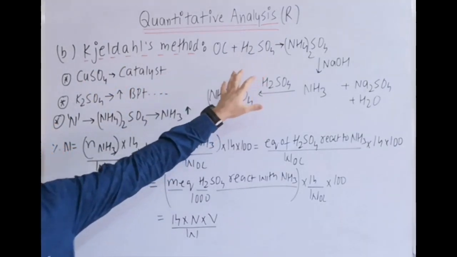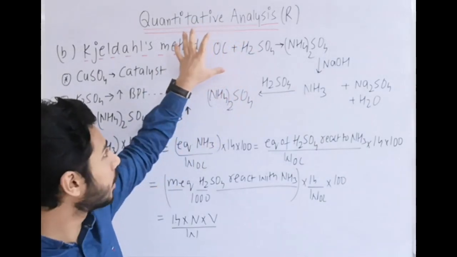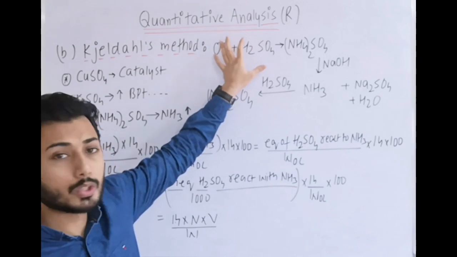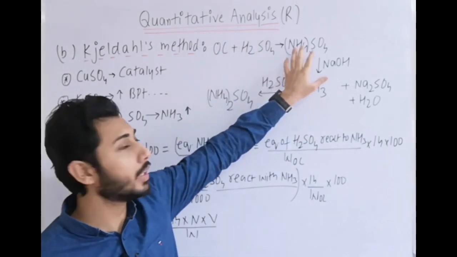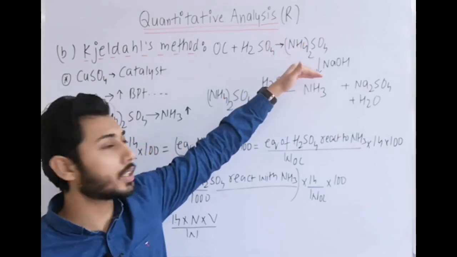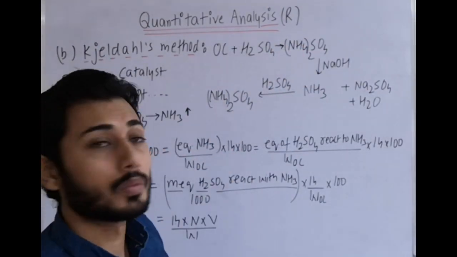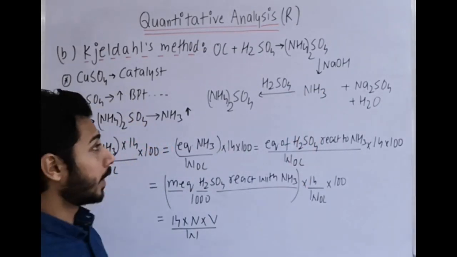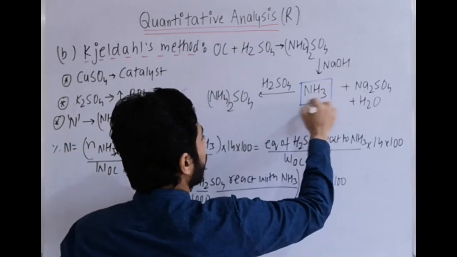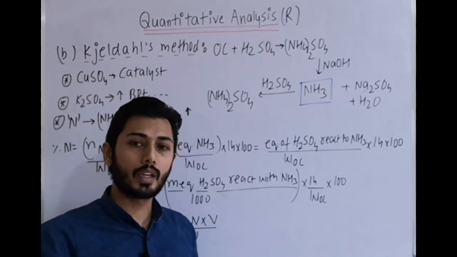Organic compound heated with H2SO4. This organic compound contains nitrogen. This nitrogen, after treatment with H2SO4, gives ammonium sulfate. This ammonium sulfate is then treated with excess of NaOH, and after treating with excess of NaOH, it evolves a gas which is ammonia. We are basically trying to find out the percentage of nitrogen in the organic compound.